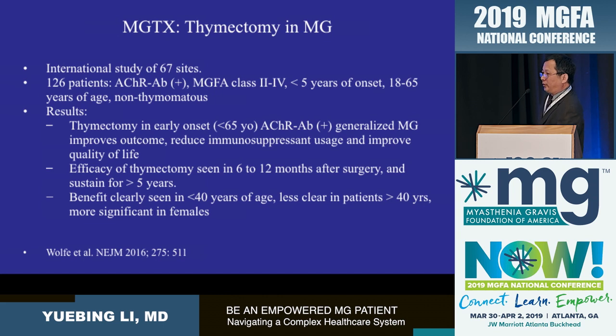I think most people are familiar with this trial. The trial is the international thymectomy trial. It takes many, many years to get this done. It's one of the best achievements we have ever had in the treatment of myasthenia gravis so far. It basically suggests that thymectomy is very effective for a patient who has generalized MG, AChR positive, younger patient, usually younger than 65 years old. And the benefit is much more evident in patients who are younger than 40 years old.